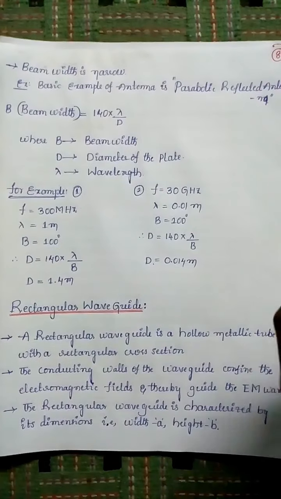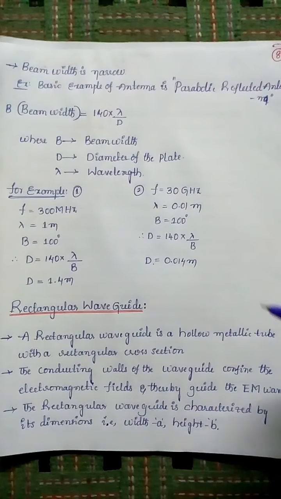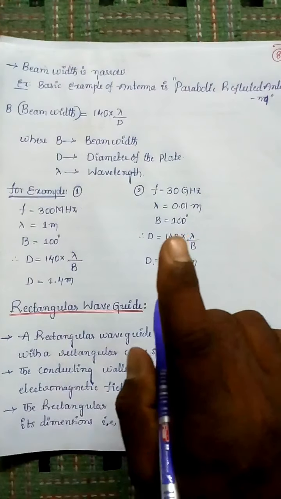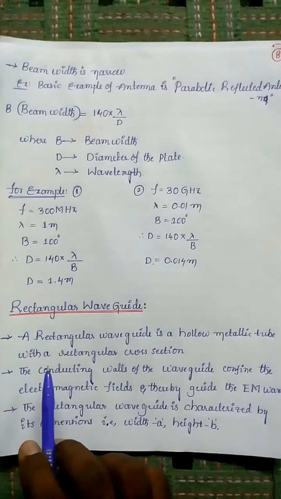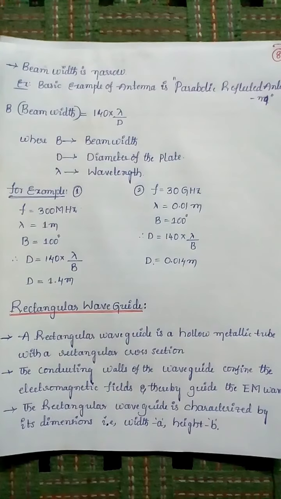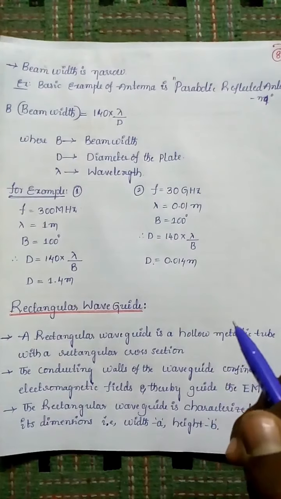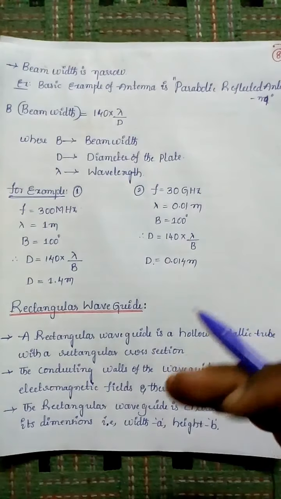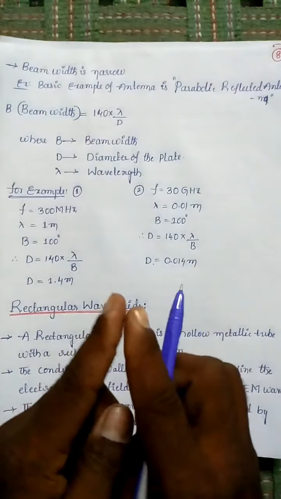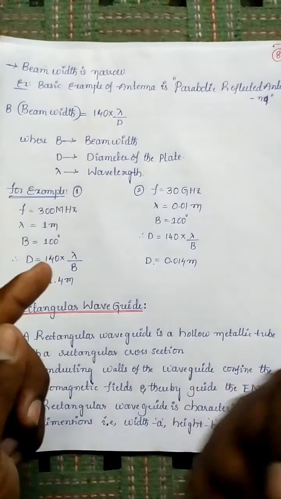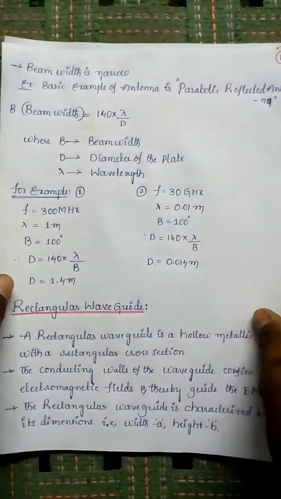Actually, what is the meaning of rectangular waveguide? As the name itself says, a rectangular waveguide is a hollow metallic tube with a rectangular cross section. In the second point, the conducting walls of the waveguide confine the electromagnetic fields and thereby guide the electromagnetic wave. And the last point, the rectangular waveguide is characterized by its dimensions, that is width a and height b, as shown on the next page.